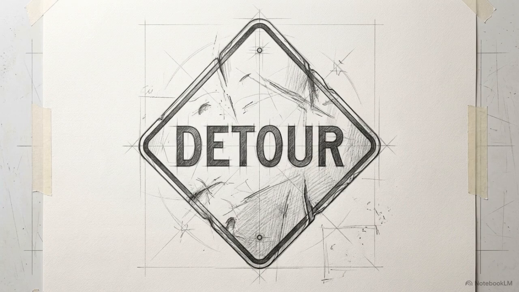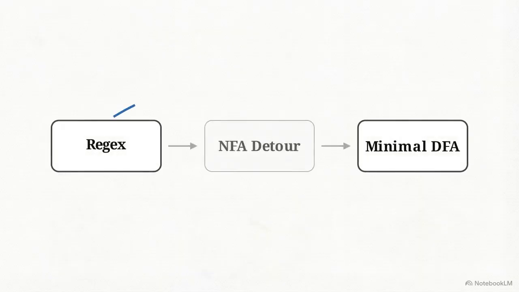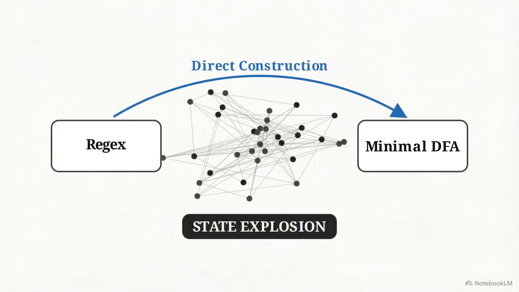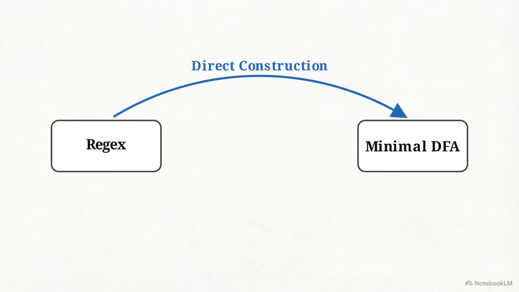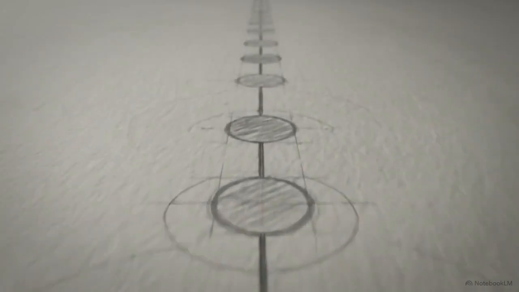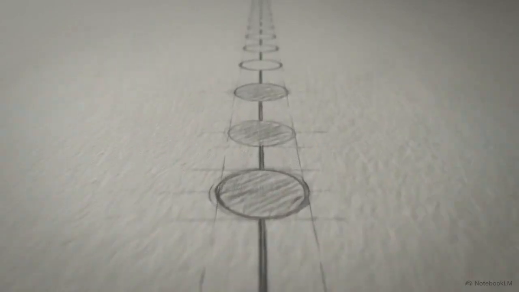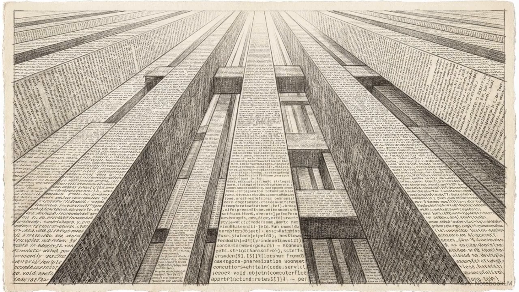But the NFA isn't a requirement, it's a detour. Mathematically, it is possible to derive the DFA directly from the regular expression. Bypassing the NFA removes the risk of state explosion during construction. It ensures that the compiler's first interaction with the source code is built on a direct, optimized path, which is necessary when tokenizing millions of lines of code.